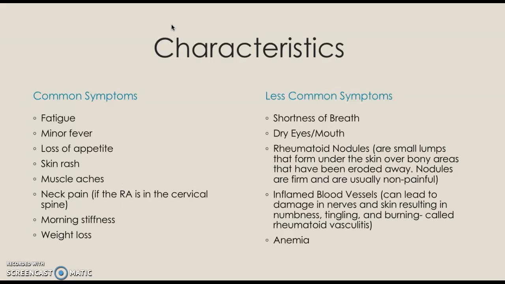Less common symptoms include shortness of breath, dry eyes and dry mouth, rheumatoid nodules, which are small lumps that form under the skin over bony areas that have been eroded away. These nodules are usually firm and usually do not cause pain. Inflamed blood vessels. This can lead to damage in the nerves and skin, resulting in numbness, tingling, and burning. This is referred to as rheumatoid vasculitis. And anemia.